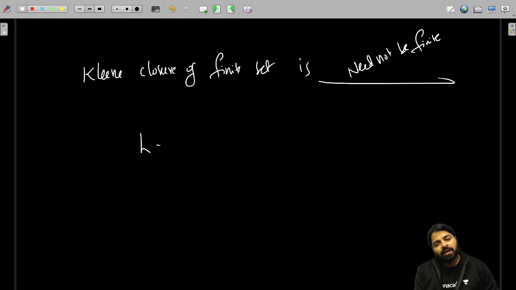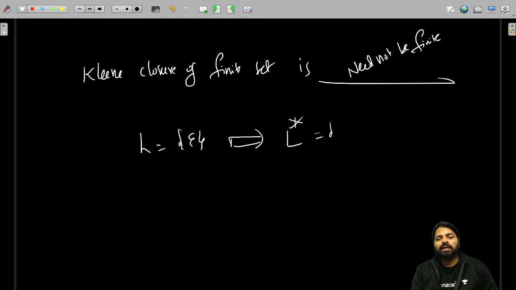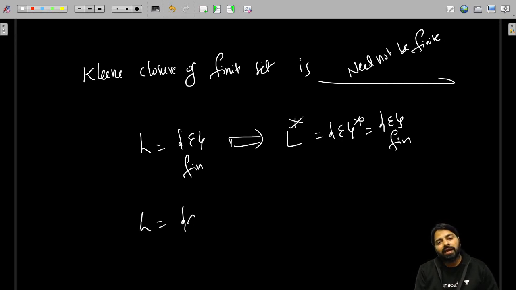Suppose let's take L is equal to epsilon. What is L star? It is epsilon star. It is again epsilon. Means you have taken a finite, again you got a finite. But when I take L is equal to A, just one string I am taking, guys, L star is A star, guys. But this is infinite.